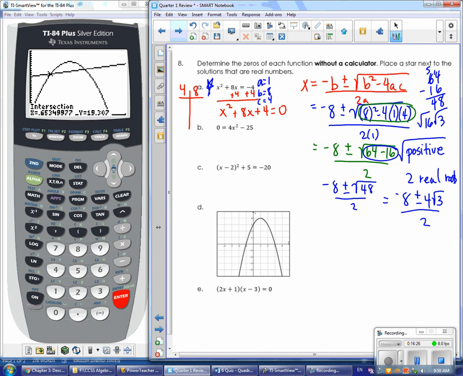And since both 8 and 4 are divisible by 2, I can reduce this a little bit further. That's going to end up being a -4 plus or minus. And all I'm doing is distributing the 2. So 2 goes into -8 -4 times. 2 goes into 4 twice, and it doesn't do anything to that square root of 3. So this would be your final answer.